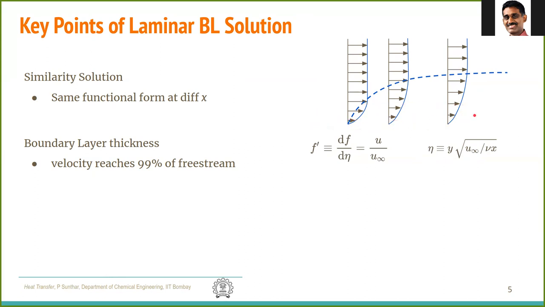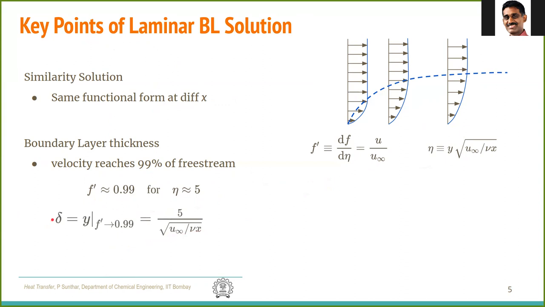The nice thing about this is the way we define the boundary layer thickness. Remember that the boundary layer thickness was defined as the distance y at which the velocity reaches 99% of the free stream velocity. It turns out that the solution f prime, which is nothing but u by u infinity, reaches 0.99 at eta equal to phi. So the solution to the differential equation actually gives f prime equal to 0.99 at eta equal to phi. Now we can use this to estimate the boundary layer thickness.